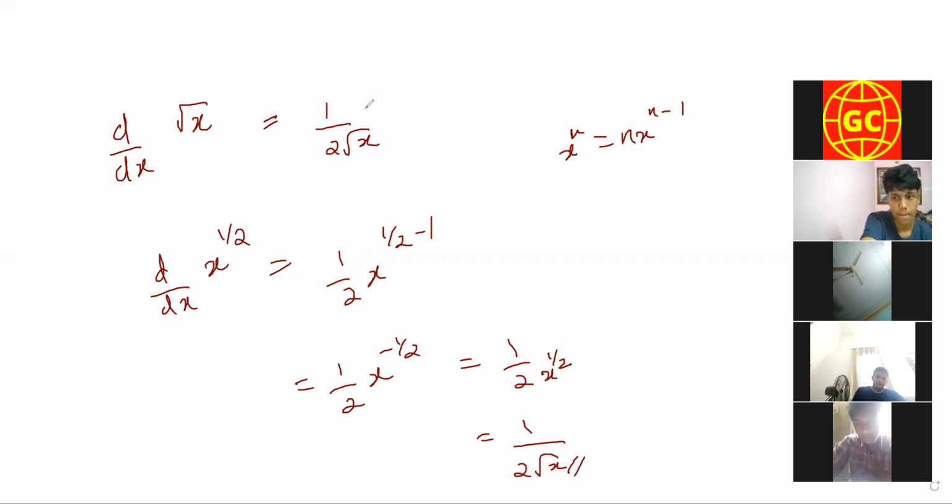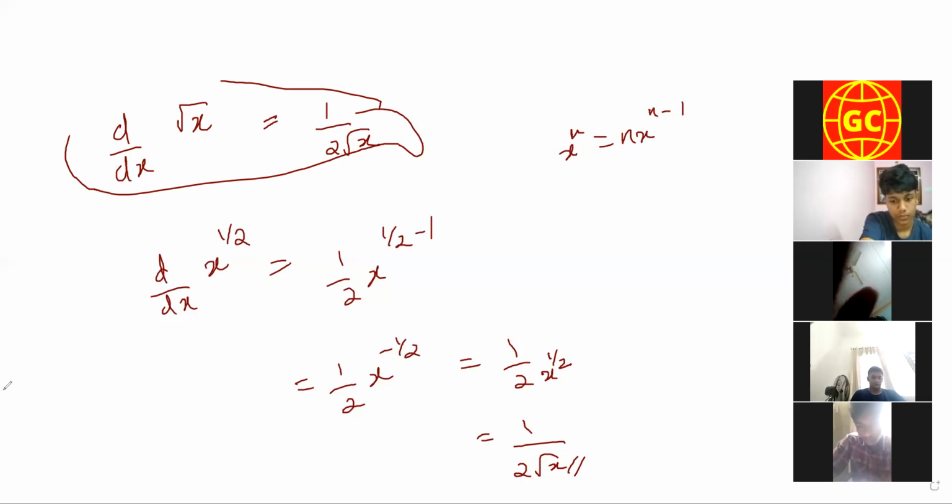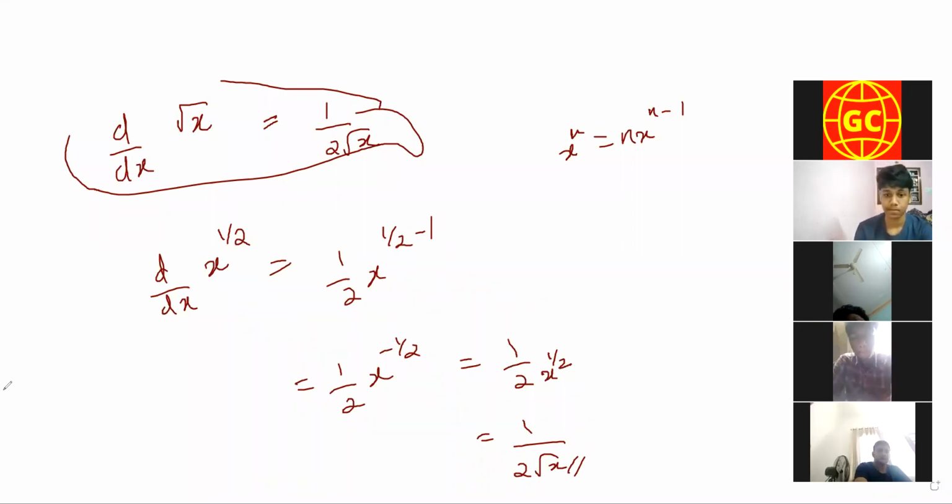Okay, so this you have to add in that table, no? The first table, the list I have given, no? In that you can add it, and I have just shown the method of how it is coming. Derivative of root x is 1 by 2 root x. Okay, now do one question.